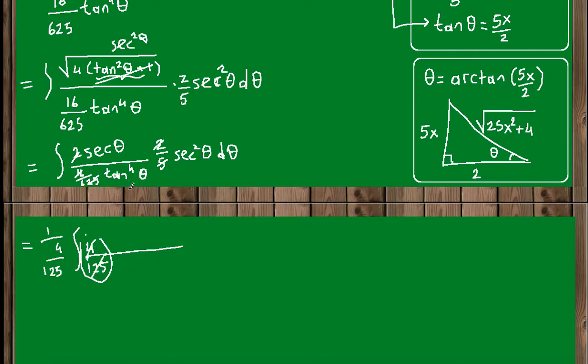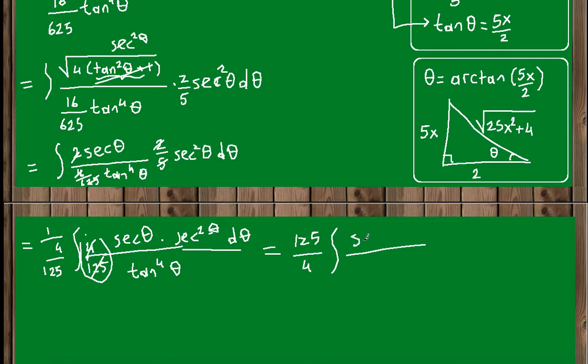Okay, so trig functions, secant theta is left here, times secant squared theta d theta, and on the bottom we have tangent 4th of theta. Let's clean up here. 1 over 4 over 25 is 125 over 4. And secant theta times secant squared theta is secant cube of theta. And we have tangent 4th on the bottom and d theta.